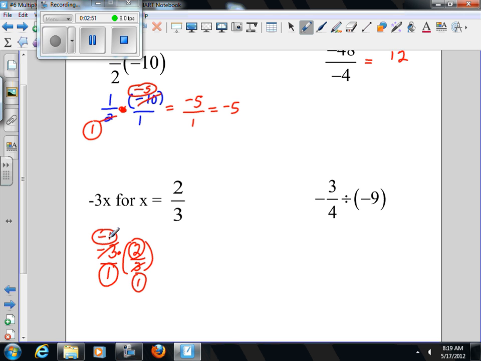So let's multiply across. Negative 1 times 2 is negative 2. 1 times 1 is 1. Negative 2 divided by positive 1 is negative 2.